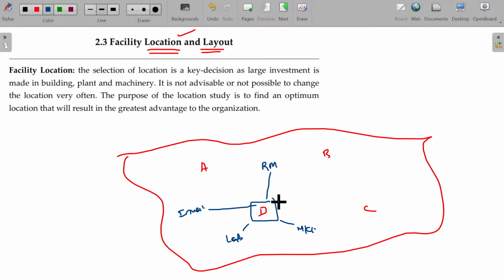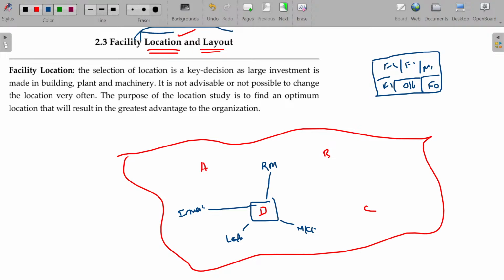Once you have chosen D as the most suitable location, the next question is where to have the front office, the MD room, factory 1, factory 2, factory 3. Setting up the facilities within the factory or place chosen is called facility layout. So we have to study these two, facility layout as well as location.